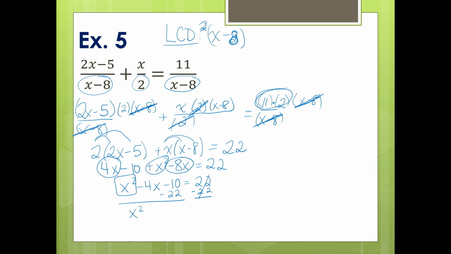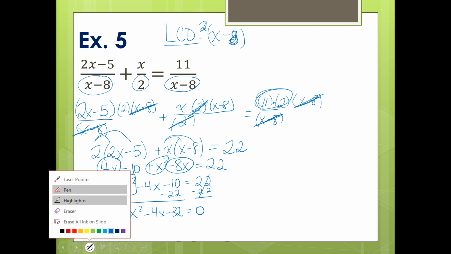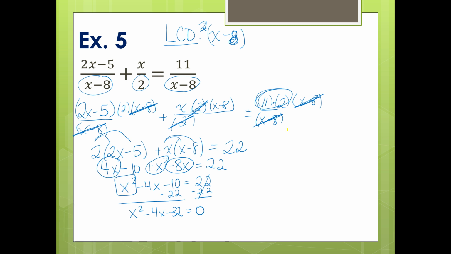So that gives us x squared minus 4x minus 32 equals 0. Now this is our favorite kind of problem, a factoring problem. We're going to find two numbers that multiply to be negative 32 and add to be negative 4. And those give us x minus 8 and x plus 4.